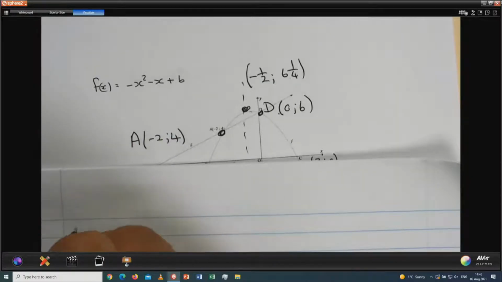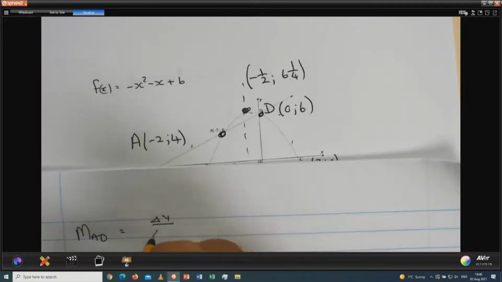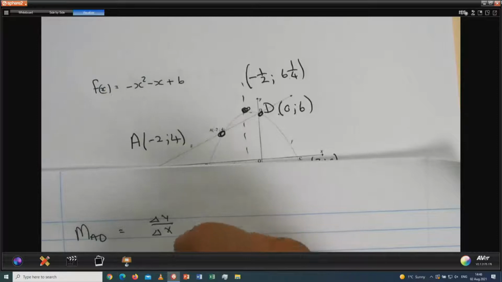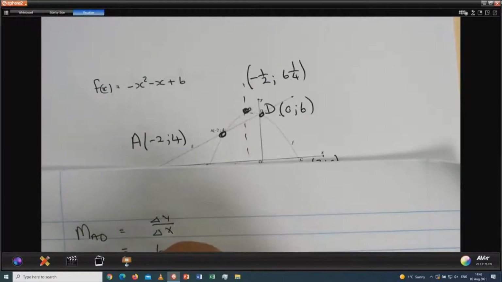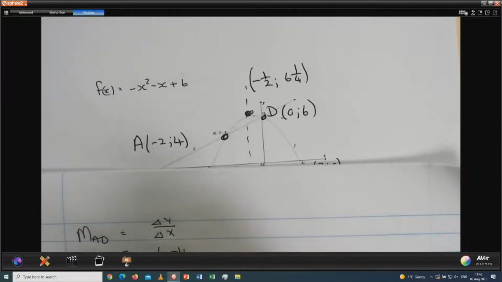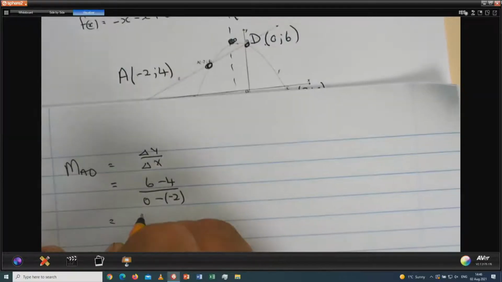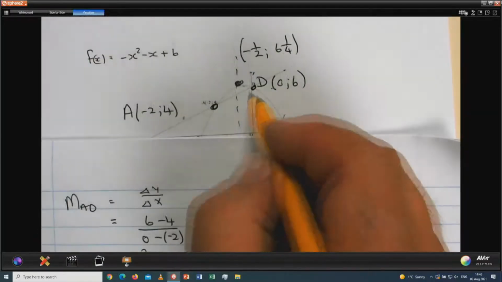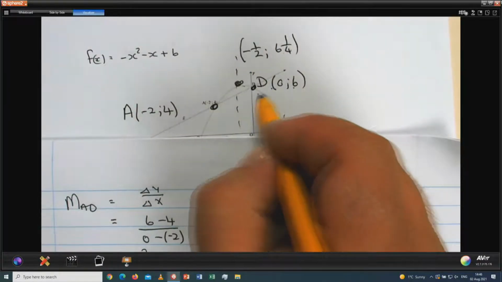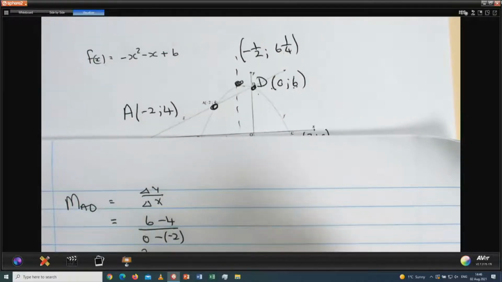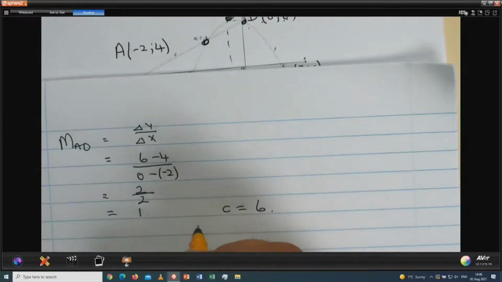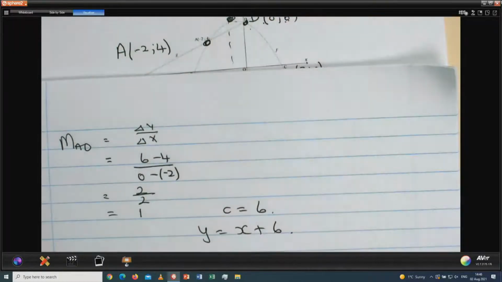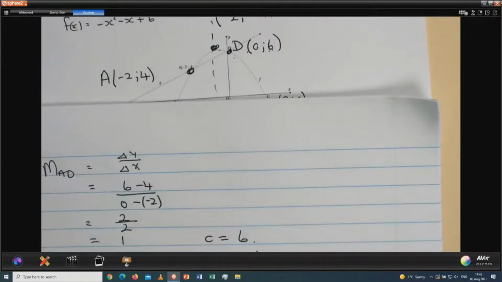So we can say the gradient of AD is equal to change in y over change in x, and that is equal to 6 minus 4 over 0 minus 2, which is equal to 2 over 2, which is equal to 1. The gradient is 1. And we know the y-intercept is 6 because it cuts the y-axis at 6. So your c value is 6. So your equation is given as y is equal to x plus 6. That's the equation of the straight line passing through the 2 points A and D.